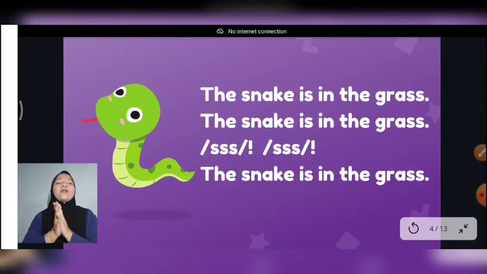Okay, this is the song for the letter S. The snake is in the grass. The snake is in the grass.